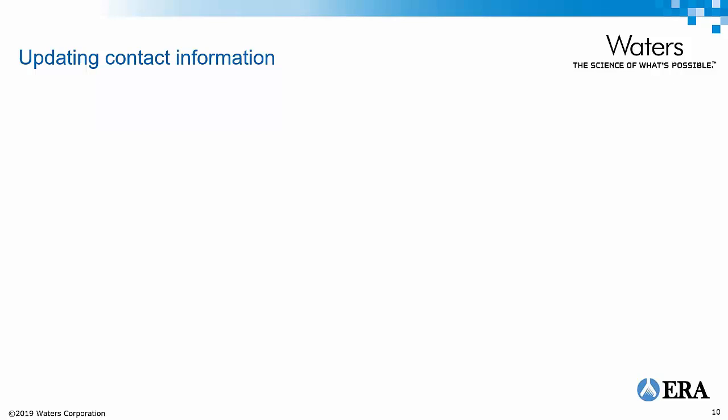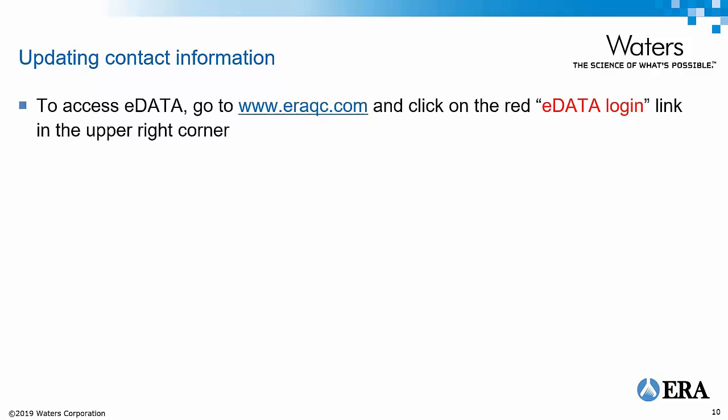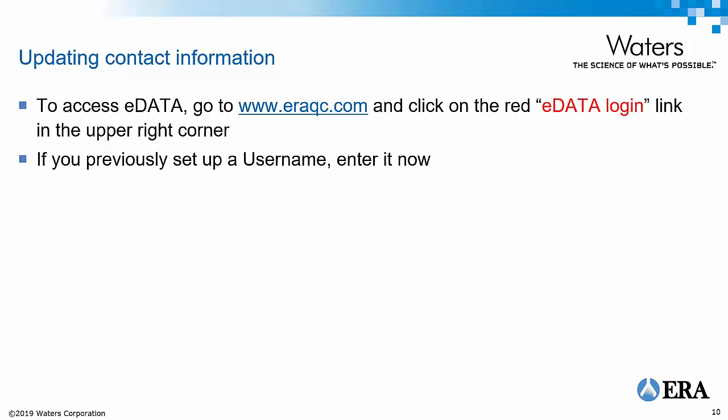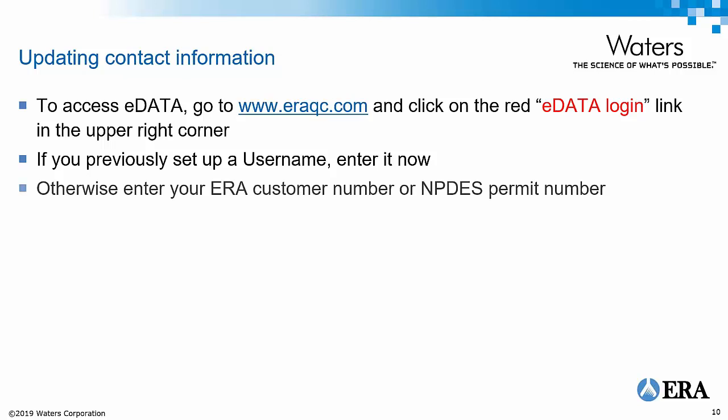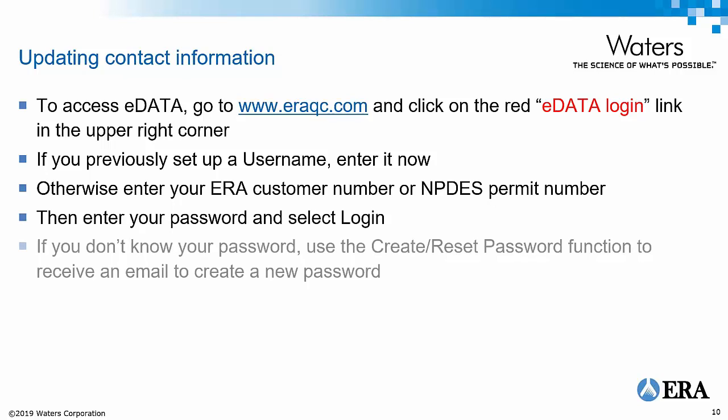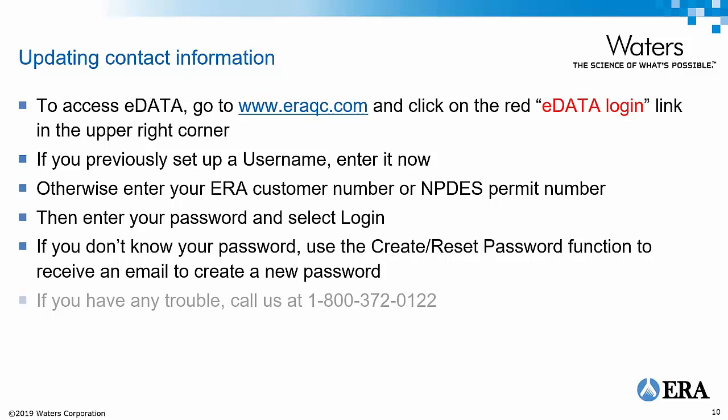To access eDATA, go to our main website and click on the red eDATA login in the upper corner. Enter username if you have one. Otherwise, enter your ERA customer number or NPDES permit number and then your password. If you don't remember your password, try using the create reset password function on the login page. If you have trouble with this, of course, you can call us at 1-800-372-0122 and we'll be glad to help.